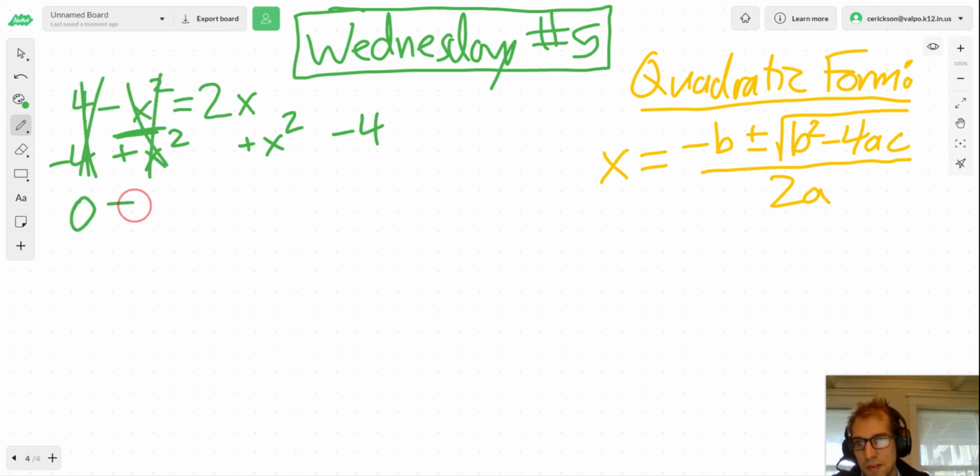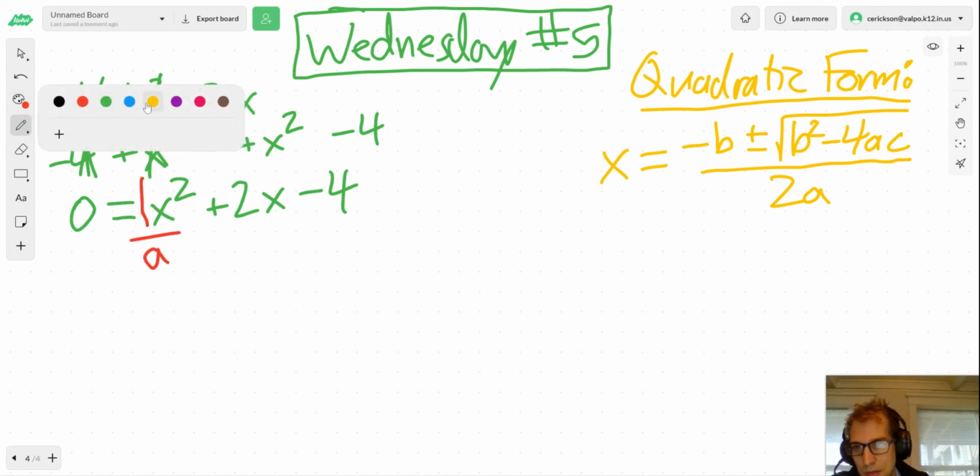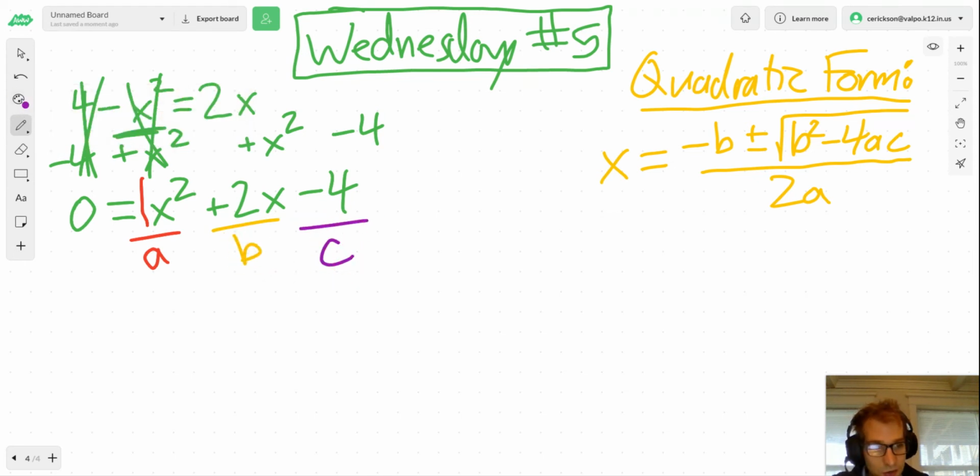But if I move everything here to the right side, I get x squared, putting it in descending order here, x squared plus 2x minus the constant here, 4. All right, at that point, I can say, what is a, b, and c? A here would be a positive 1 that's sitting out there. B here would be the positive 2. And c would be the -4. Okay, so then we'll take those. Let's plug that over here into the quadratic formula.